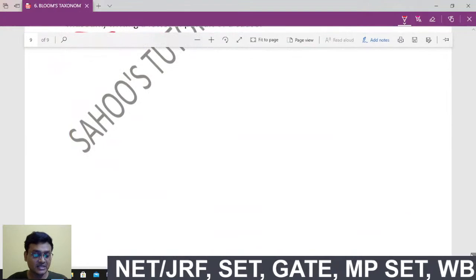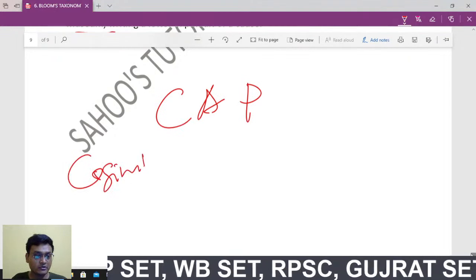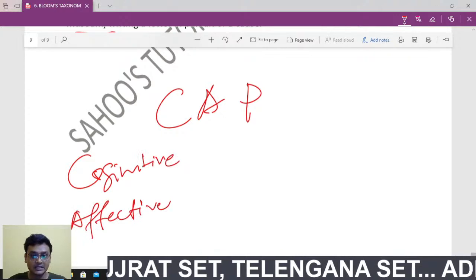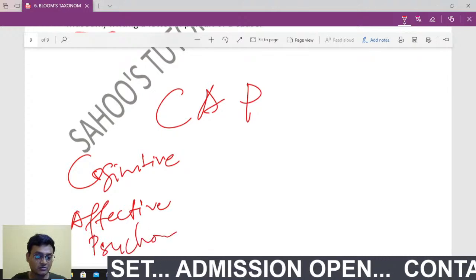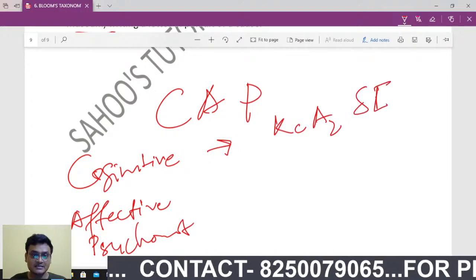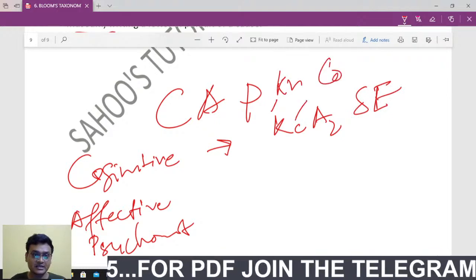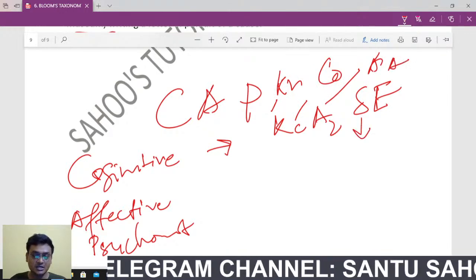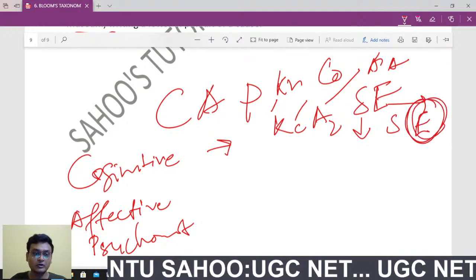Okay. So we discussed here that is CAP. ठीक है. Cognitive domain, affective domain, and the last one is psychomotor. ठीक है. Cognitive क्या है? Cognitive जैसे कि KC-A2-SE, कैसे याद रखना है? KC-A2. K means knowledge, C means comprehension or understanding, A means application, another A means analysis, S means synthesis, and E means evaluation. The highest order is evaluation, the lowest order is knowledge.